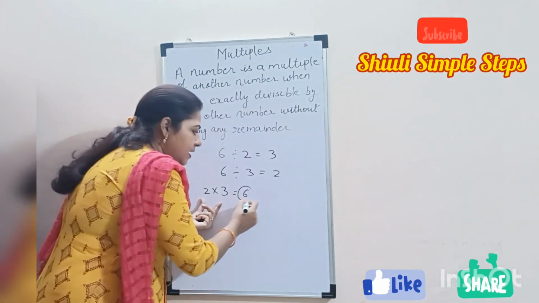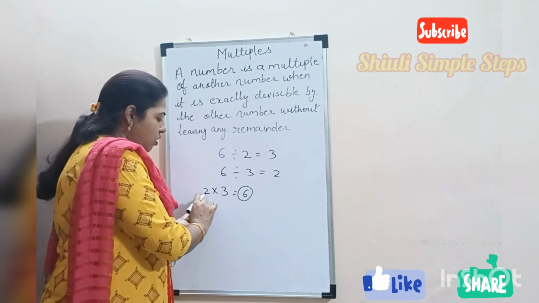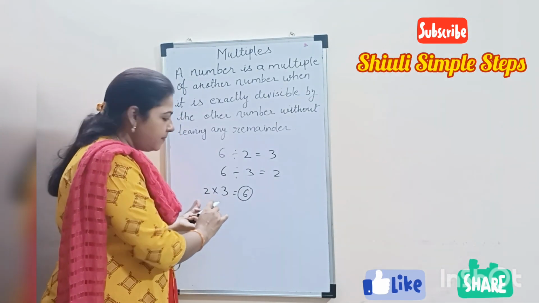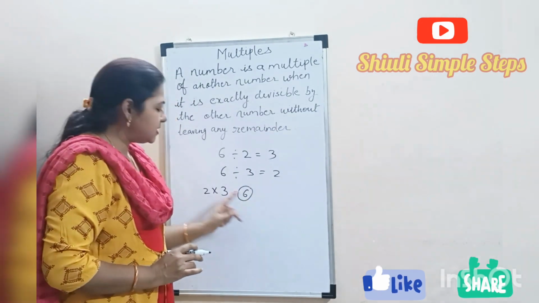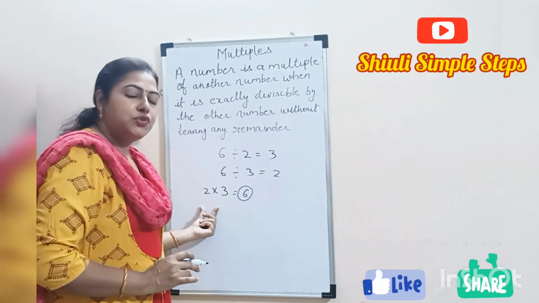Here, 6 is a product of 2 and 3. So, 2 and 3 are the factors of 6, and 6 is a multiple of 2 and 3.